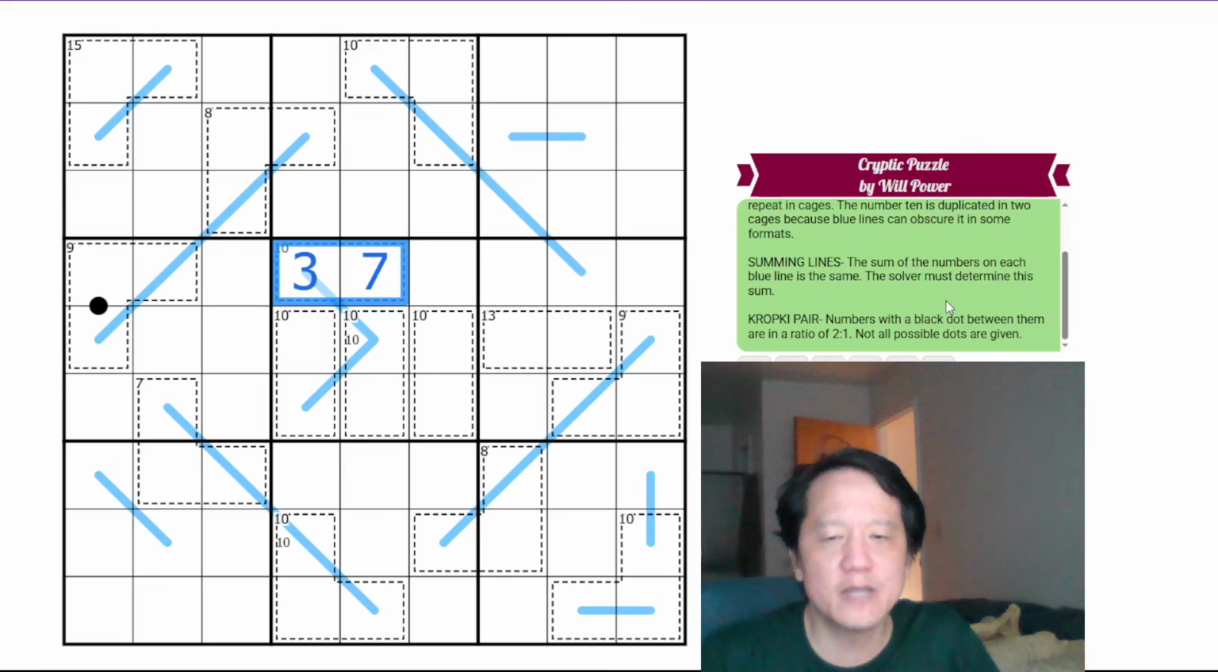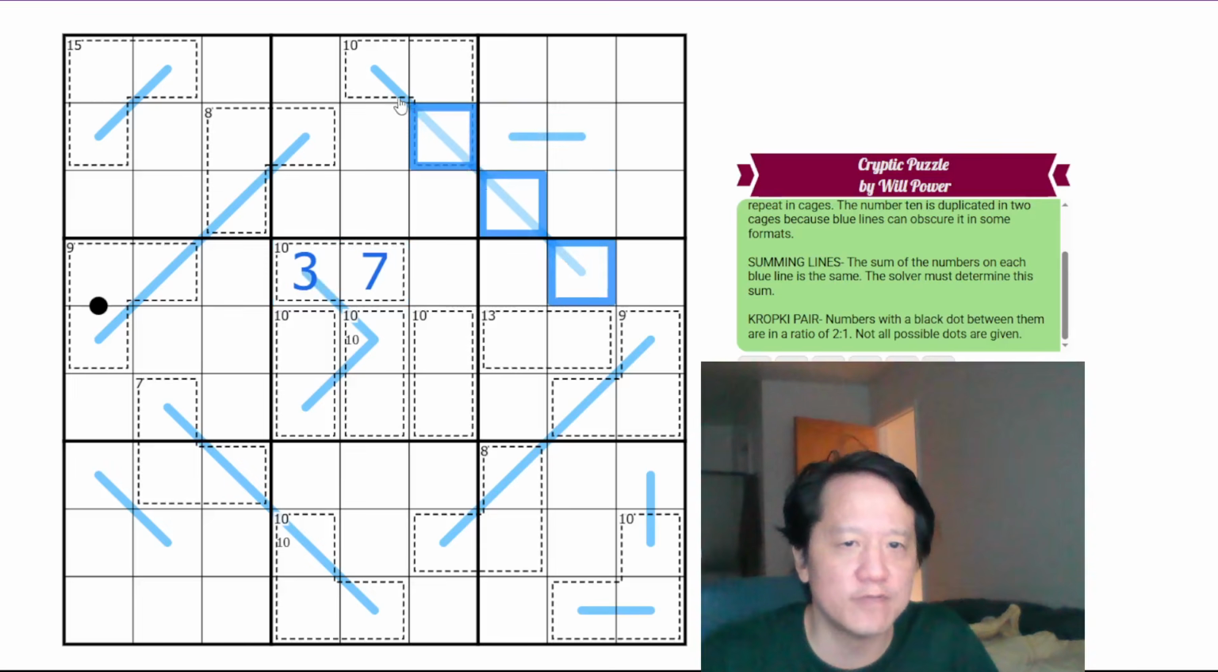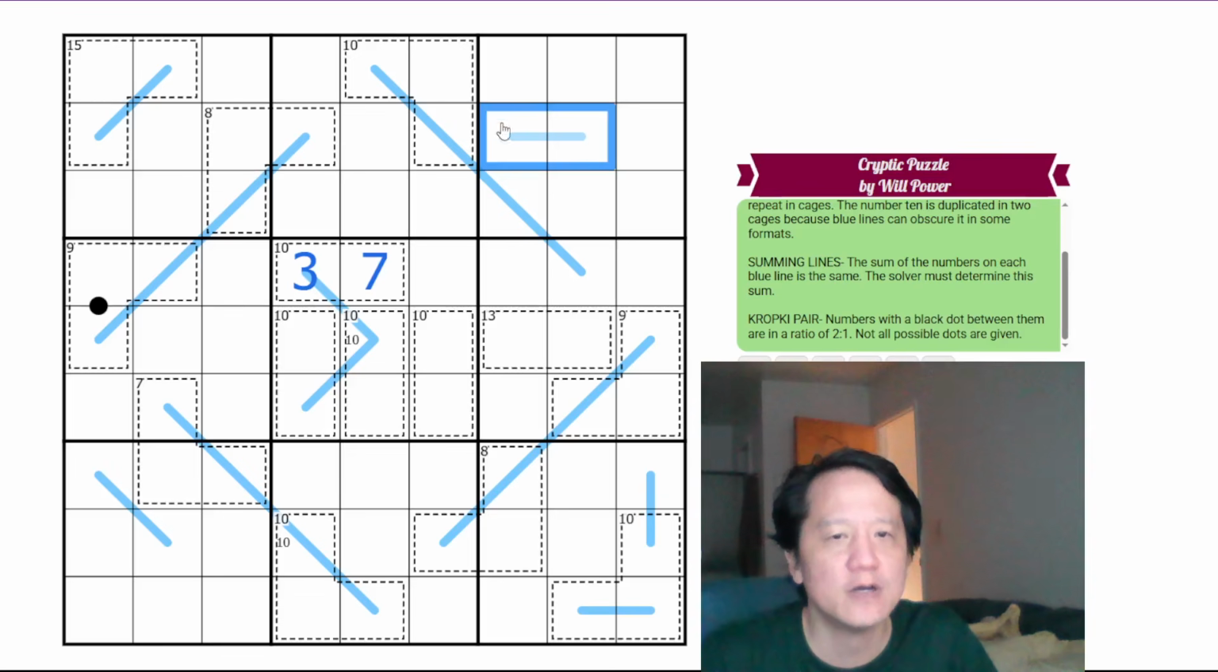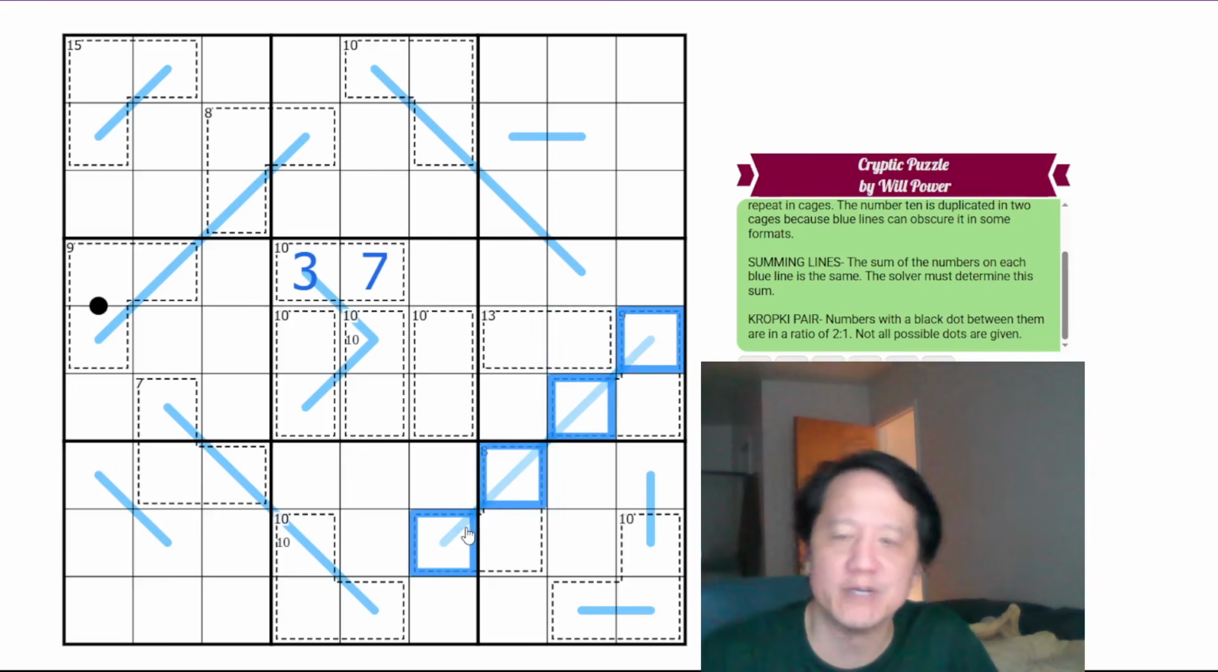We have summing lines where the sum of the numbers on each blue line is the same, and the solver must determine this sum. So for every line we have, the sum has to be the same on each line. So if this line adds up to, say, 10, all the remaining lines in this puzzle also must add up to 10. And that's how these summing lines work.